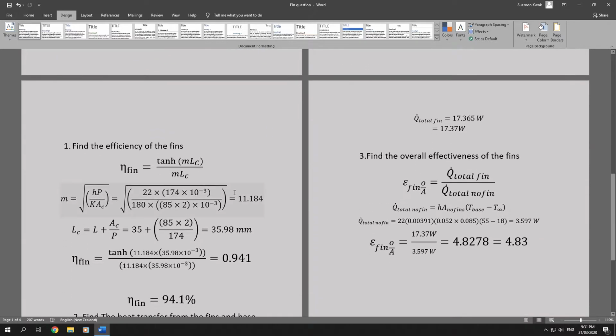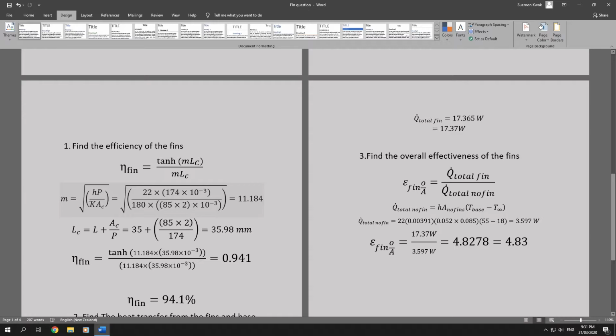Okay, so find the efficiency of the fins. This is the formula to find the efficiency of the fin. This is the hyperbolic tangent. You can find that on your calculator. M is a unitless coefficient. Lc is the corrected length.